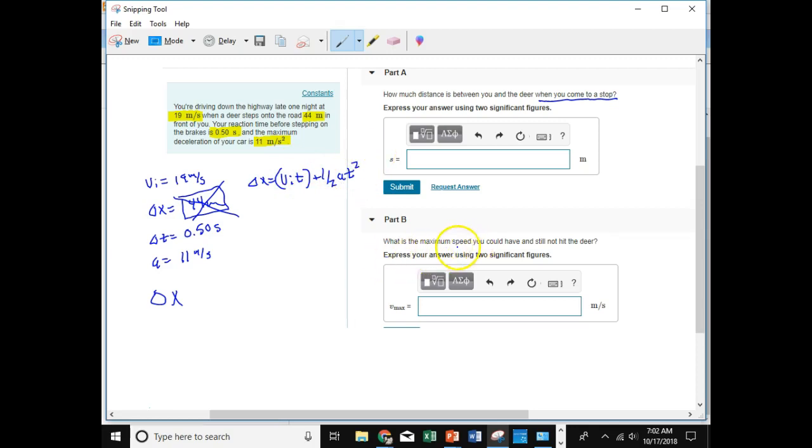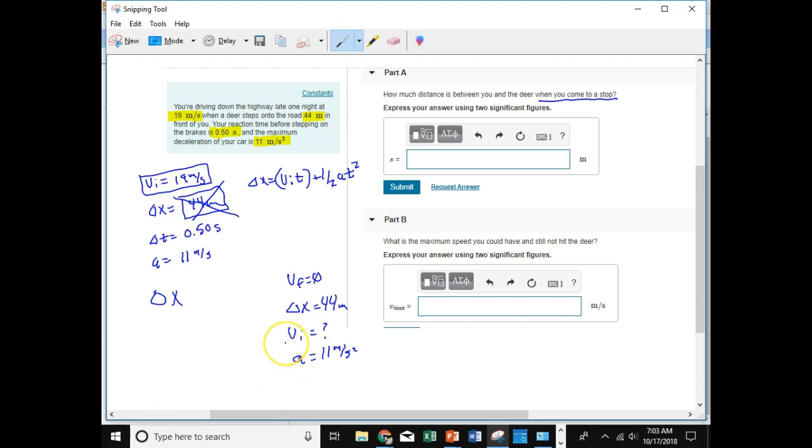So what is the maximum speed you could have and still not hit the deer? This one's doing it backwards. Now, you don't know the initial velocity. What should your final velocity be, though, for this one? You want to be able to stop before you hit the deer. So in this question, you need to have a vf equal to 0. The delta x, well, you don't want to hit the deer, so you need to stop within 44 meters. The vi, that's the part you don't know, right? And the acceleration is 11 meters per second squared. I'm sorry, that's not due to gravity. That's just acceleration. We've been talking about gravity too much.